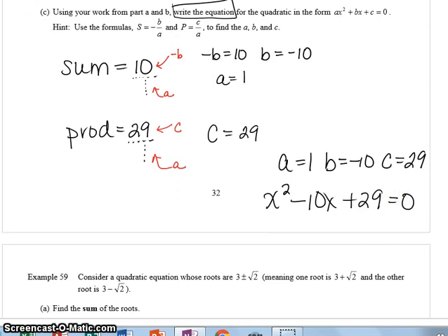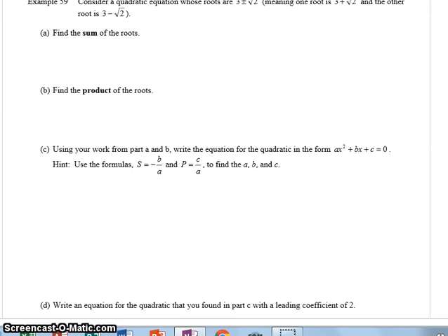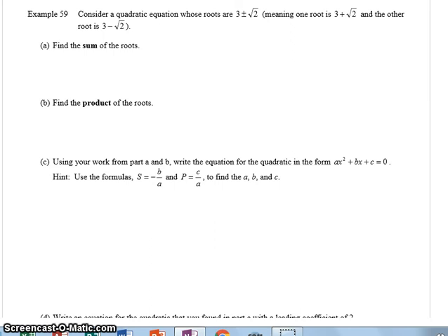Okay? Last example here, number 59. Same thing, but look, these are irrational. Those are two real irrational roots. Okay, they are conjugates still though. So now I'm going to sum them again, just like I did before, and then down here, I'm going to multiply them to find their product.